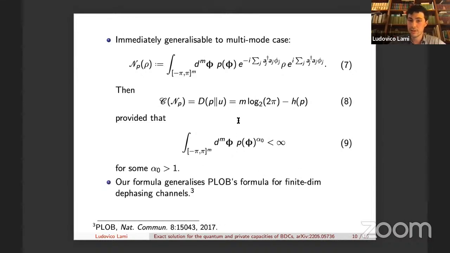It turns out that for finite dimension, for the dephasing channel, it was known what its quantum capacity was, and it's indeed a formula which looks very much like this one, with the exception that you have a discrete entropy instead of the continuous entropy, or the differential entropy. And this formula was found in this paper by Pirandola, Laurenza, Ottaviani, Banchi, 2017. So our formulas are a generalization, but we will see the proofs are quite a bit different because we're in infinite dimensions. So you have to be way more careful.